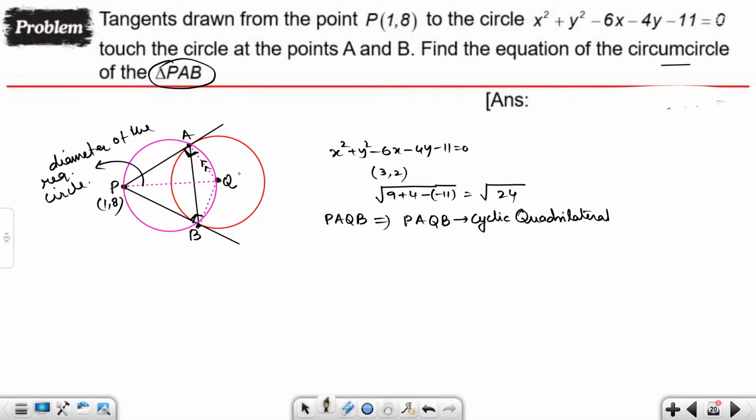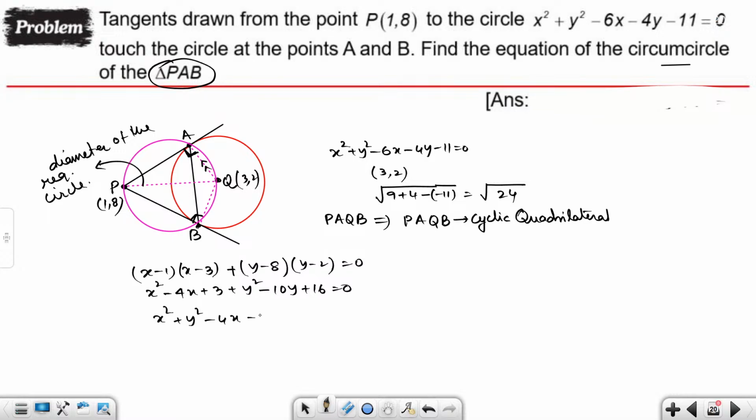Okay. Q is the center of the given circle, which is (3, 2). So what will be the equation of this circumcircle? By using the diametric form, we can find out. As PQ is the diameter, the equation of the circle will be, is it clear? Open the brackets. Therefore, the required equation is, that's it. This is the required equation.